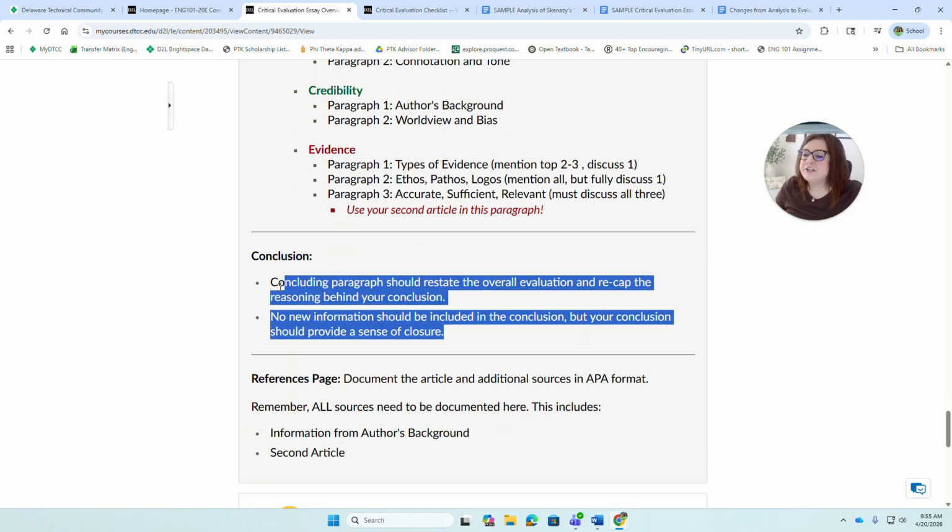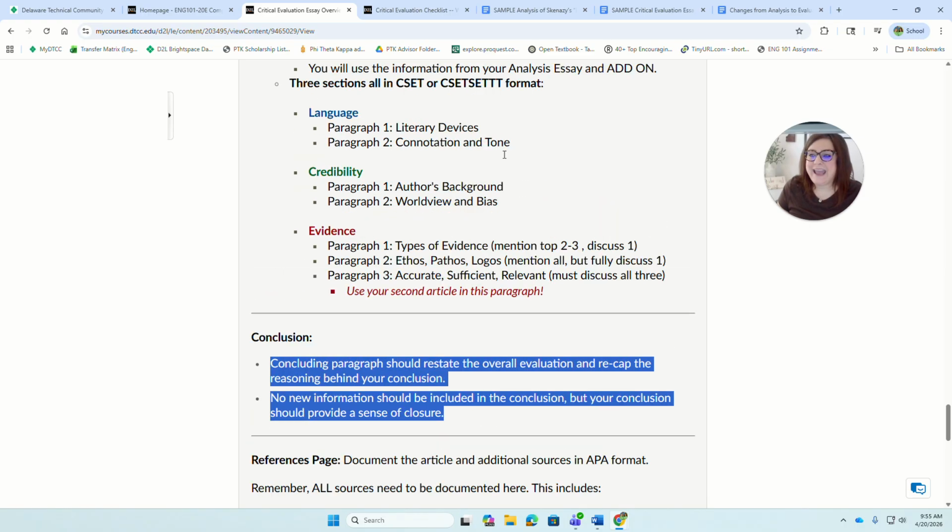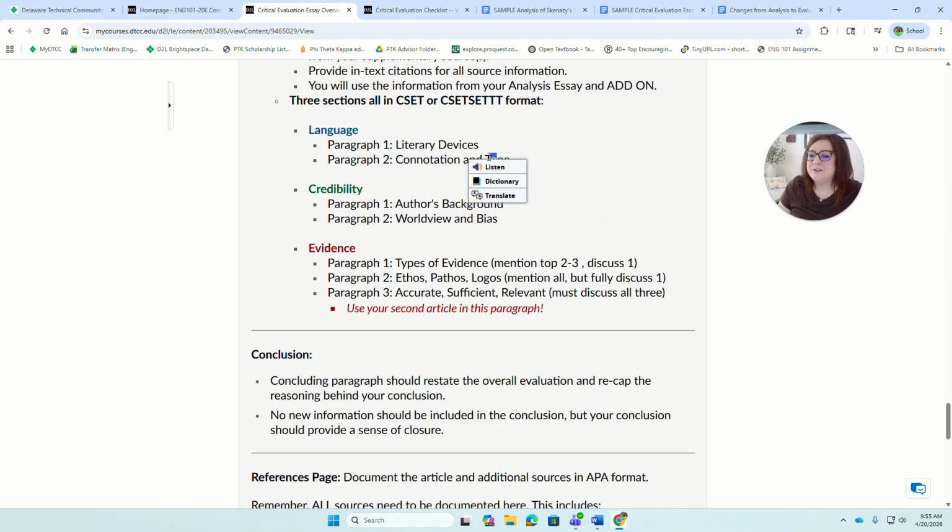Now, of course, your conclusion is going to be similar to the analysis, but it's going to change because, again, the goal of the essay has changed. So you are going to make sure that you're changing up your conclusion to reflect evaluation. Tell me overall, did the author prove his claim, yes or no? That's it. So when you add all of this together, this was weak, this was strong, this was strong, this was strong, all of this was weak. You can mix and match whatever you feel is best.